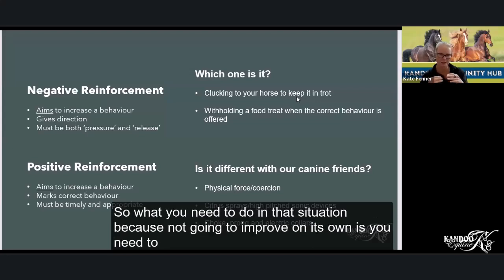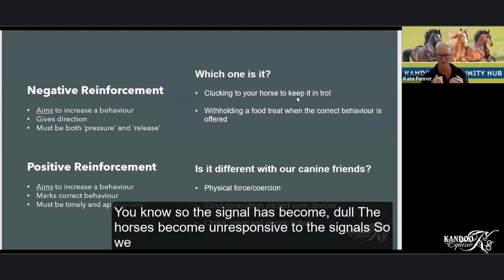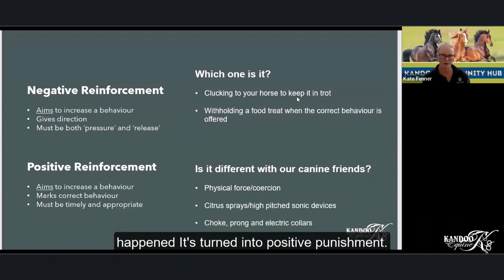So what you need to do in that situation, because it's not going to improve on its own, is you need to resensitize the horse to the signal. The signal has become dull, the horse has become unresponsive to the signal, so we need to resensitize the horse. And that's something we can talk about later, but that's what's happened. It's turned into positive punishment.